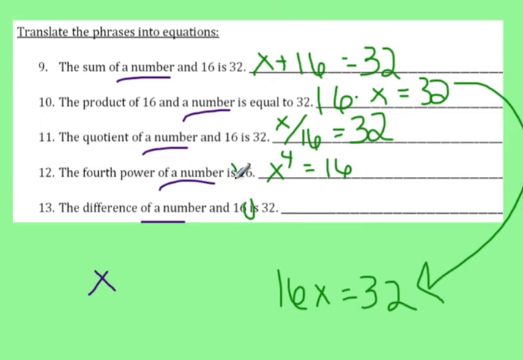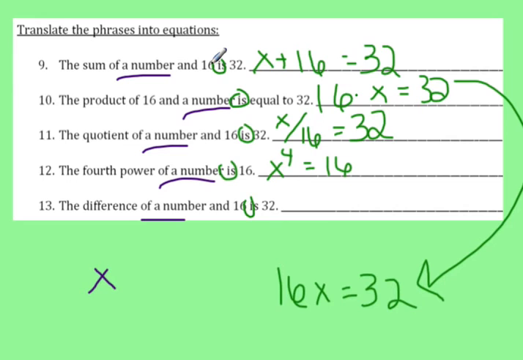It's really important that you recognize that "is" means equals. That's going to go a long way for you. The difference of a number and 16 is 32. Remember that difference means subtraction. So that number minus 16 is going to be equal to 32.